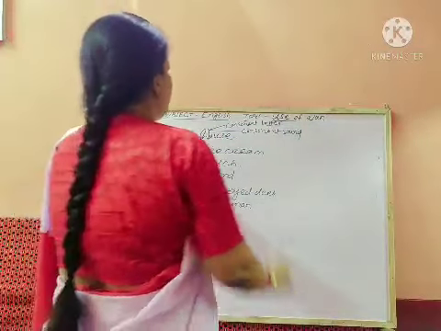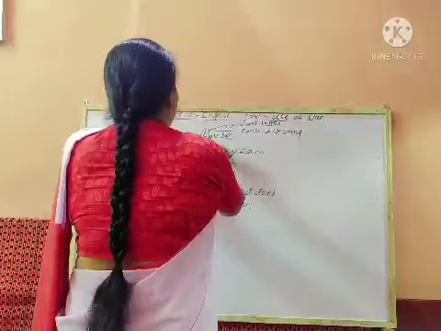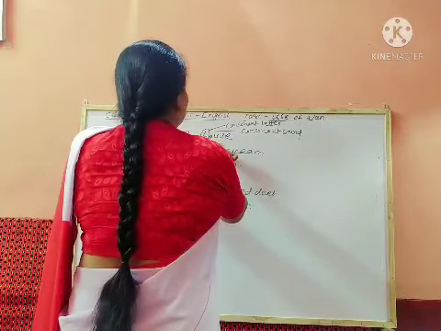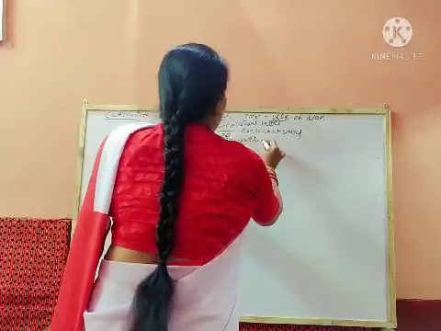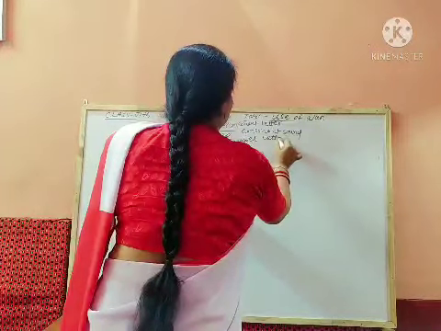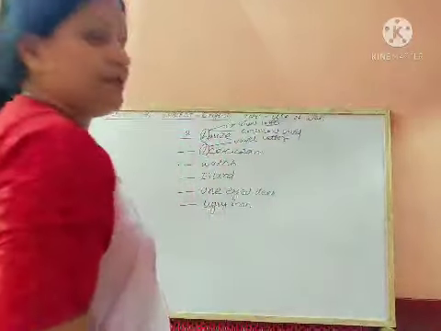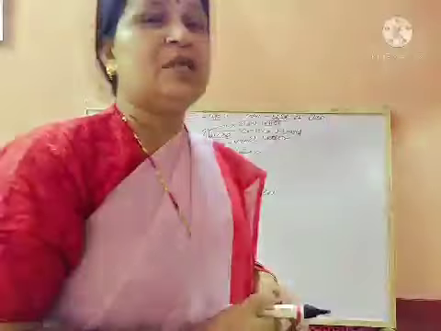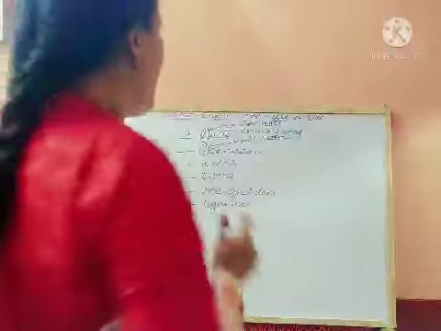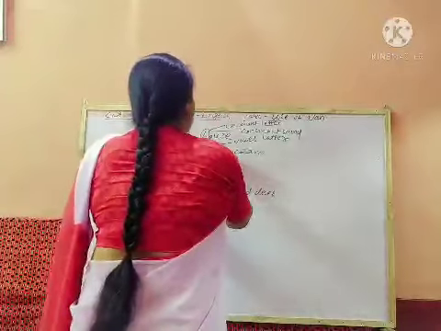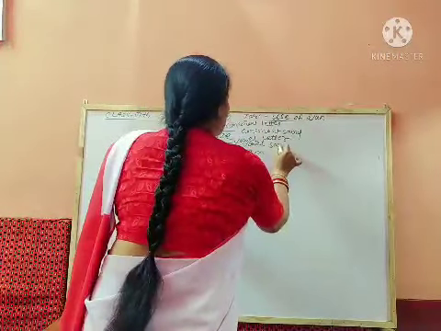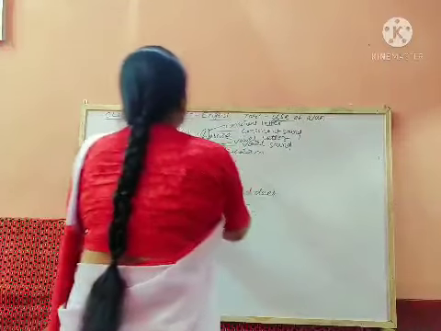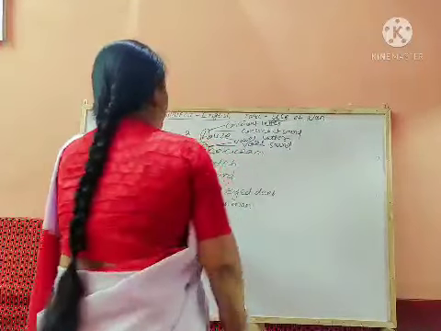Next, ice cream. I is the vowel letter. Now the sound is "eye" in ice cream. The sound is a vowel sound. Vowel sound. So in this place we use an ice cream.